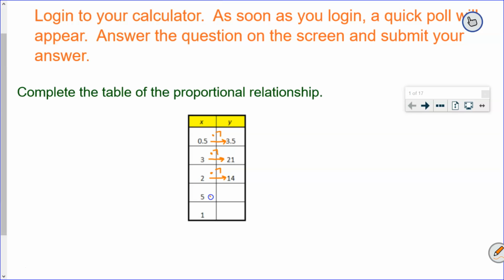So we can assume now that we can continue that pattern by multiplying by 7. And 5 times 7 is 35. I should have entered 35 here in the calculator. Most of you left this blank. There was another spot on the table that you needed to fill out. 1 times 7 is 7.